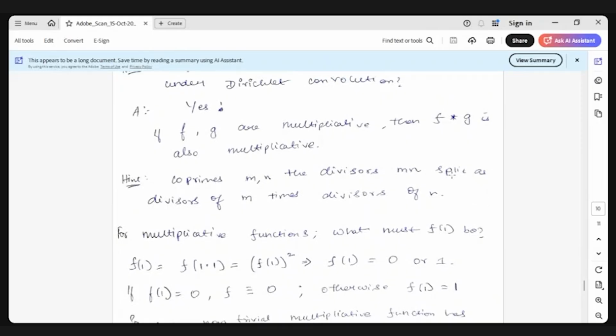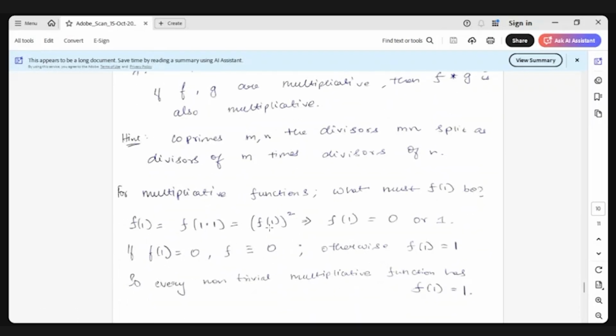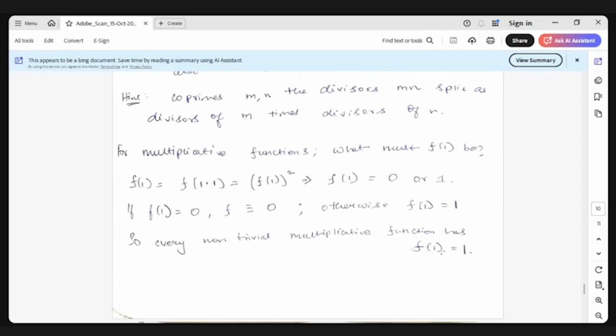For multiplicative functions, what must f of 1 be? Because the GCD of 1 and 1 is always 1, f of 1 equals f of 1 the whole squared. From this, we get f of 1 equal to 0 or 1. If f of 1 is 0, then we can say f is identically 0. Otherwise, f of 1 equals 1. And this is true for any non-trivial multiplicative function.